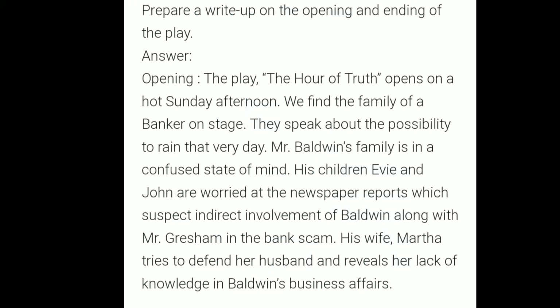Then after you get these hints, develop them into a readable paragraph and complete this paragraph in your English notebook. In the same way, write a paragraph about the end of the play, the concluding part of the play. There also you see hints, and they will help you to develop your sentences.